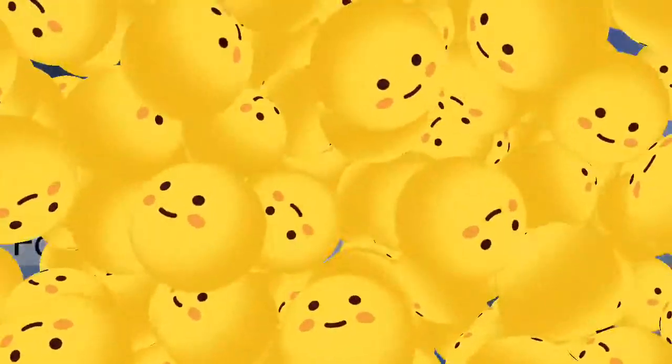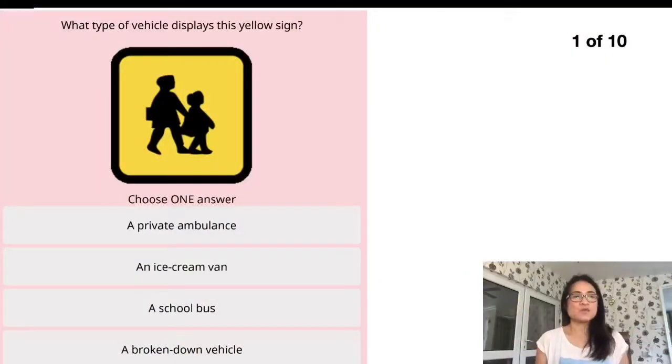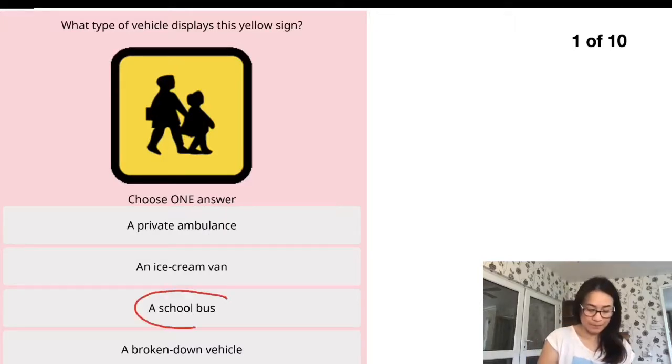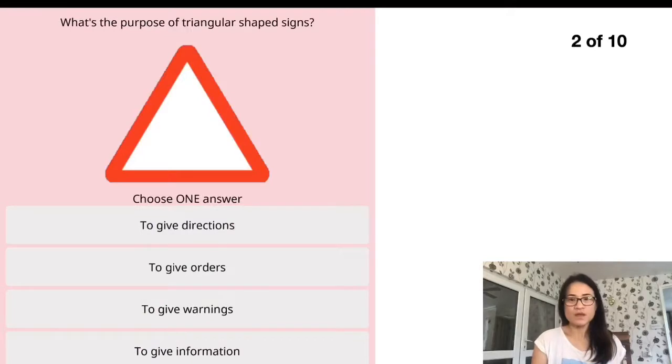Okay, let's have a look at the question. Question 1. What type of vehicle displays this yellow sign? I hope you're familiar with this sign already because we've seen it many times in the previous video. This sign you will see displayed at the back of the school bus. That's the answer.